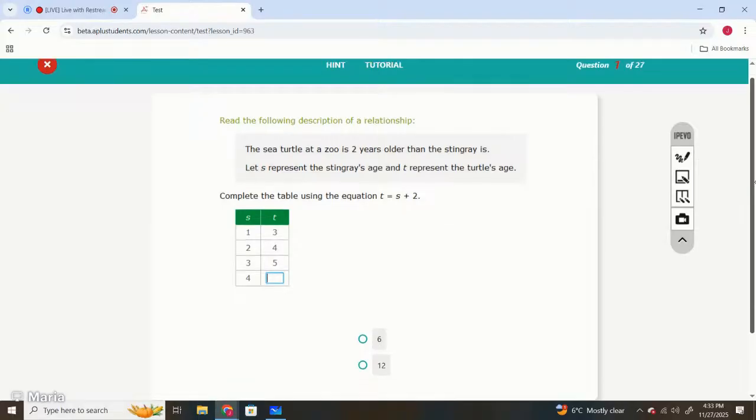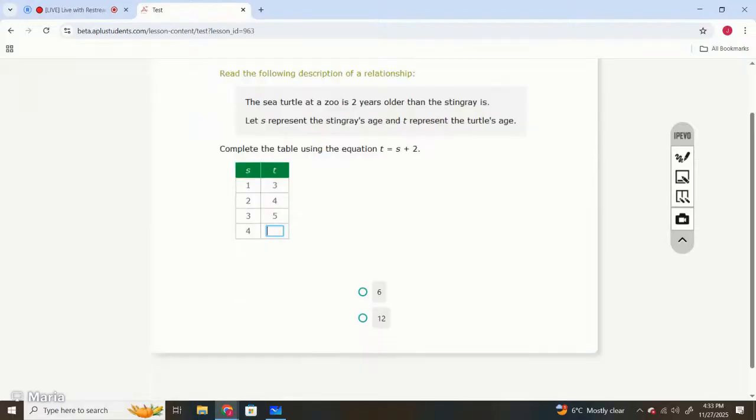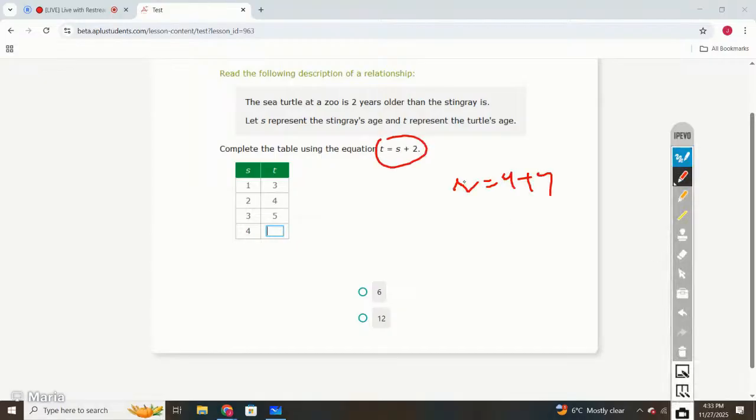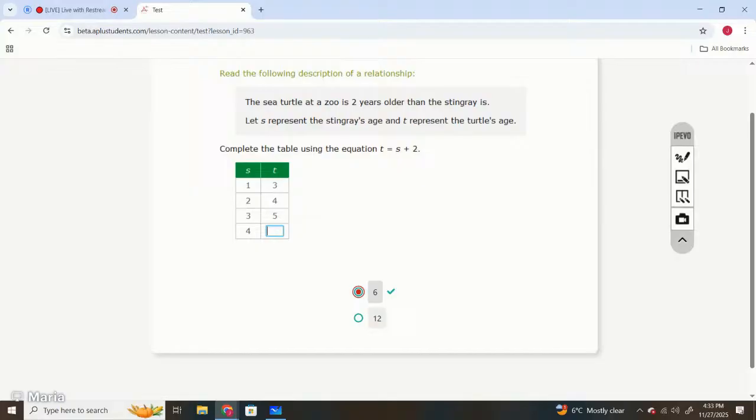Complete the table using the equation t equals s plus 2. So use this equation and find the missing value in the table. So we need to find the value of t when s equals 4. So replace the variable s with 4 and find the value of t, that is 4 plus 2. So 4 plus 2 is 6. It is option number 1, the correct option.